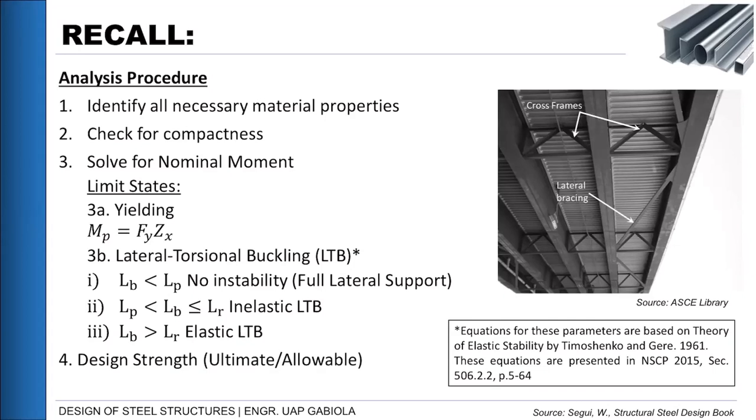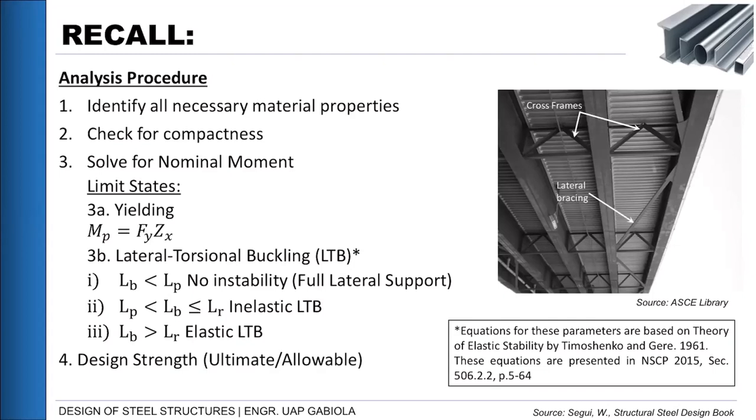And then we compare it to lambda P and lambda R, which are the requirements for our zones, to indicate that when our lambda is less than lambda P, that means we have a compact section. And then if it's in between lambda P and lambda R, it is a non-compact section. And then if it's greater than lambda R, it will be a slender section, which has a different formula according to the NSCP as we have discussed previously.